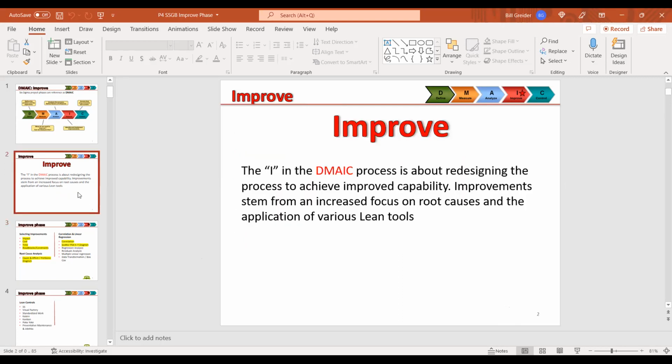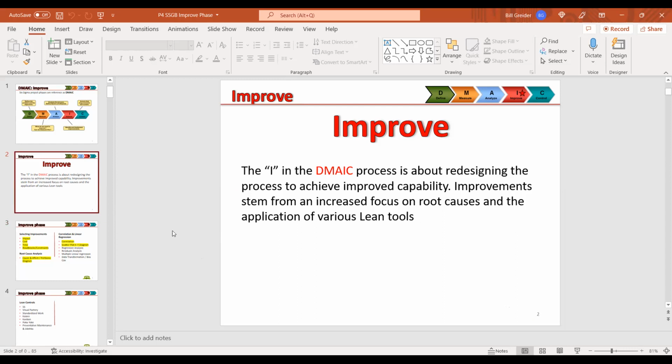The improve phase is basically we've defined the project, we've measured a lot, we've analyzed what we measure, and now it's about making improvements from an increased focus on root causes, where we better understand the data after our analyze stage, and we can make some smart improvements using lean tools.